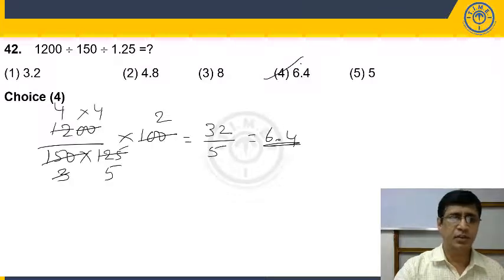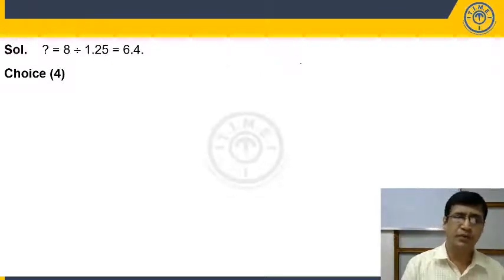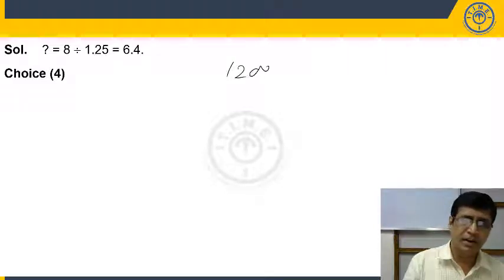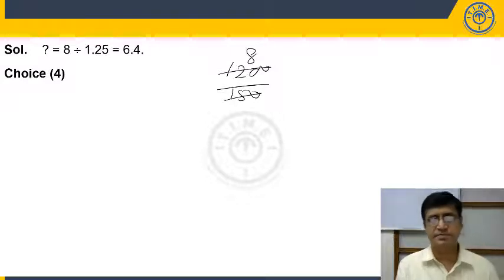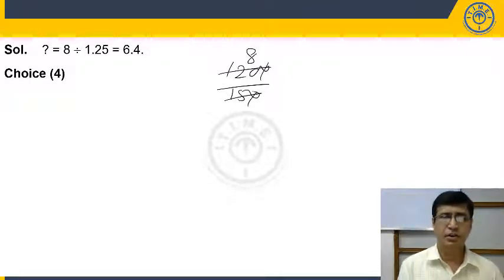Now look at the same question. So what is the simplification here? 1200 divided by 150 means how many times? 8 times. 8 times 15 is equal to 120. Of course, the 0s you can cancel. So 8 divided by 1.25.